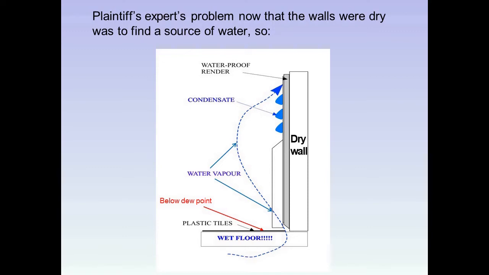That's the plaintiff's expert. So this is what he proposed. He proposed that the water was coming from the floor-wall junction. We know the wall was dry. It was monitored and evaluated. So he's now claiming the floor was wet. Well, this was set under plastic tiles, and it was also below the dew point. But he was saying water was evaporating from a position where it should be condensing, escaping through this very narrow gap, and then condensing further up the wall. Well, this is total nonsense.